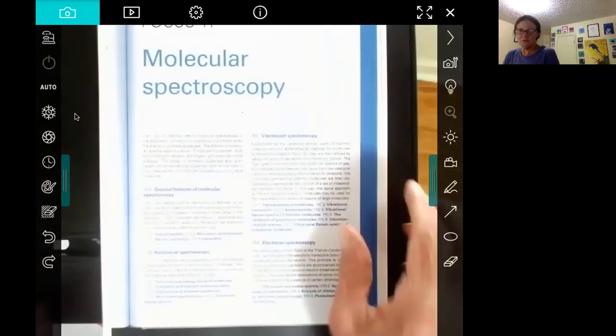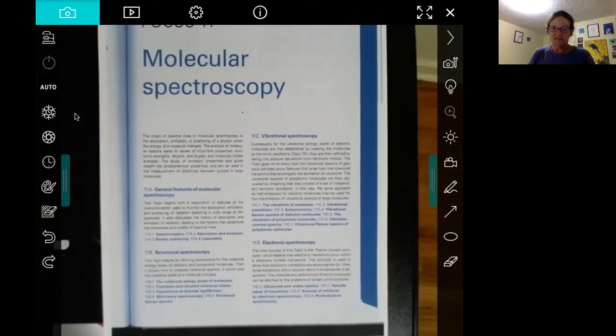So that's it for just a general look at spectroscopy. And now we're going to go through one by one and look at each of the spectroscopies and what it tells us about molecules.